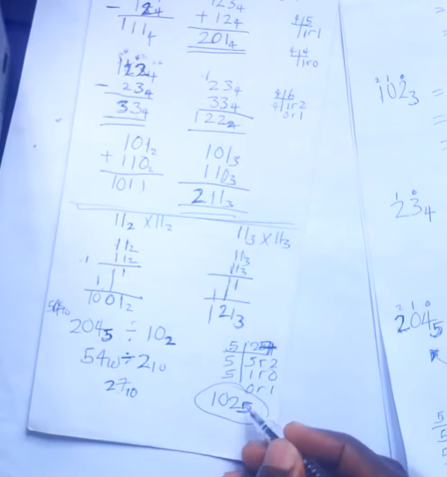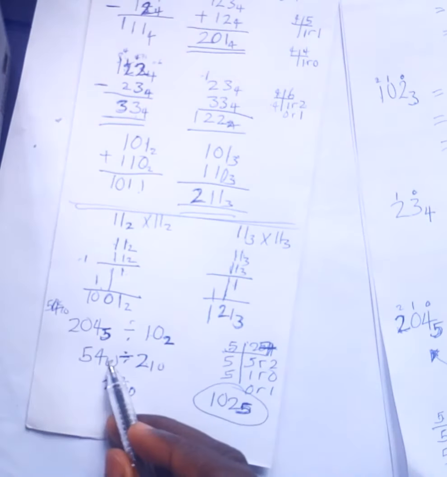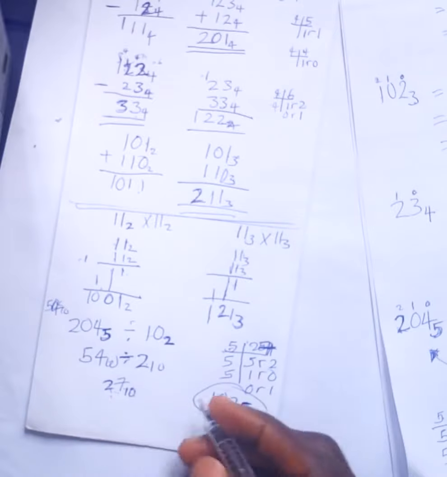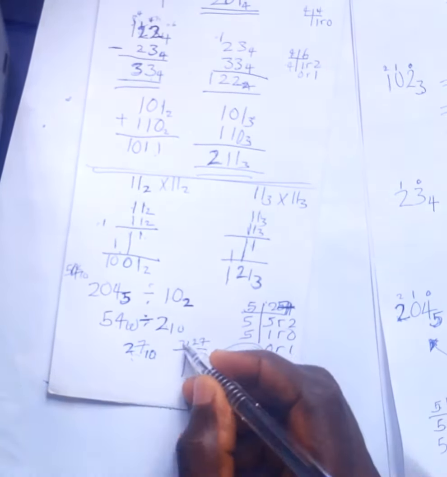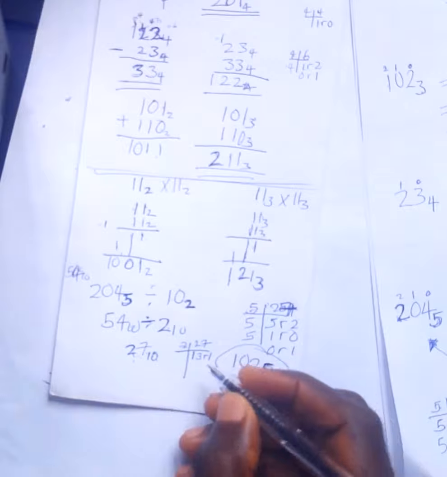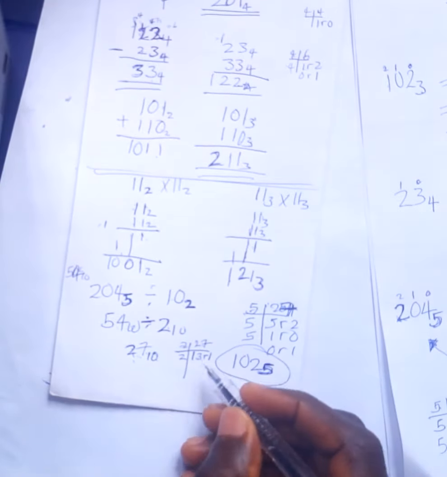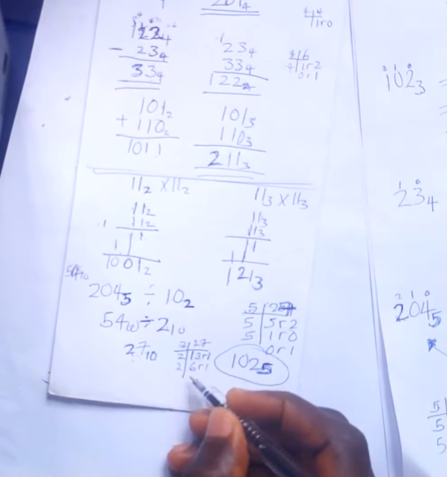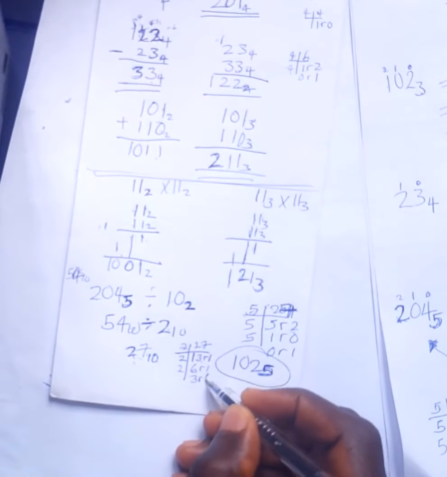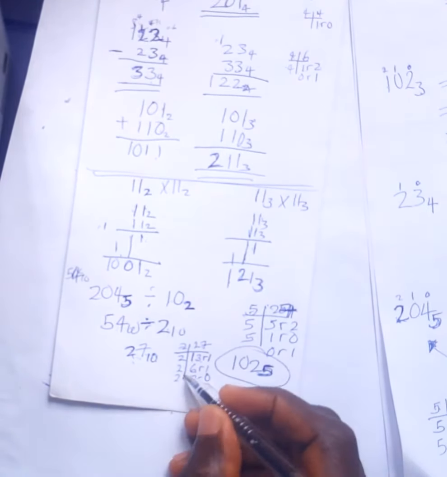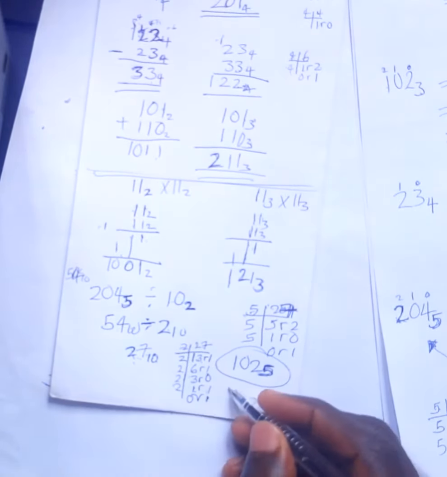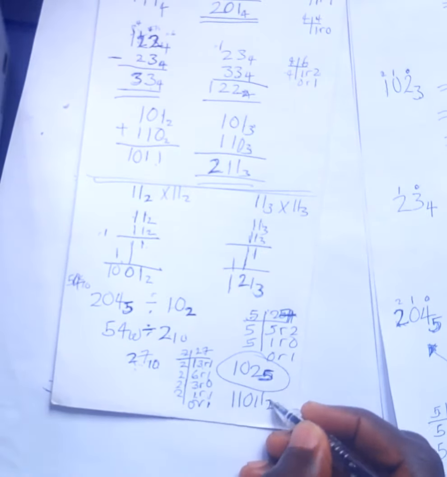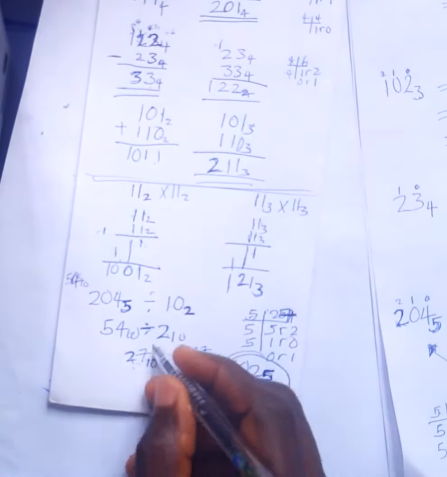If your answer is in binary, all you need is to convert your 27 to binary. You write your 27. 2 in 27, 13, remainder 1. 2 in 13, 6, remainder 1. 2 in 6, 3, remainder 0. 2 in 3, 1, remainder 1. 2 in 1, 0, remainder 1. So this will give you 11011 base 2. So these two are the same thing.